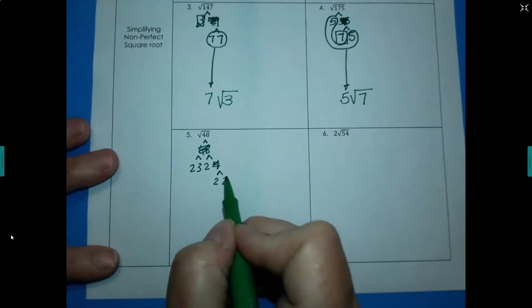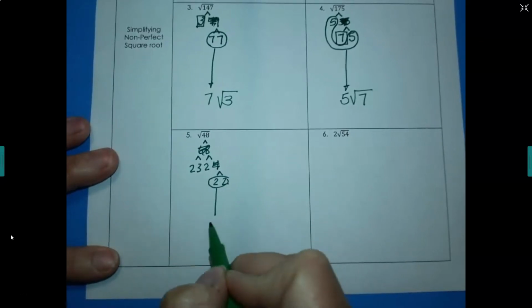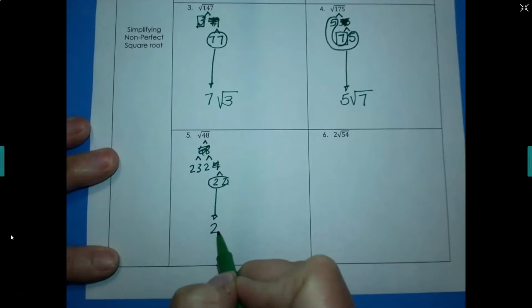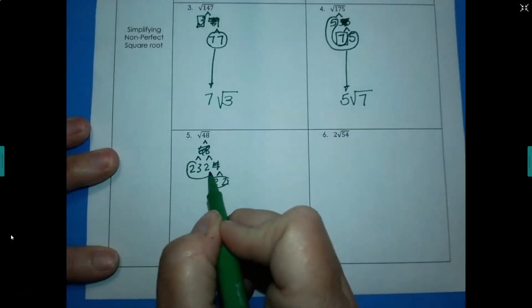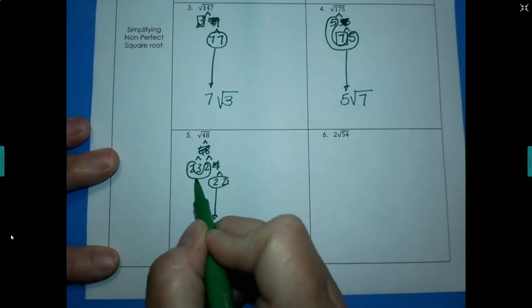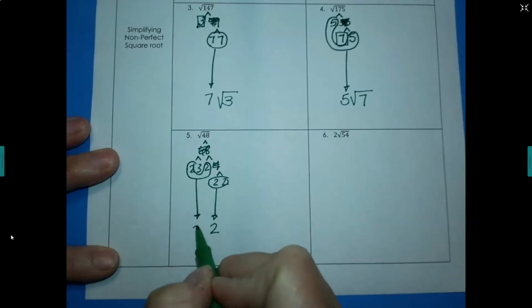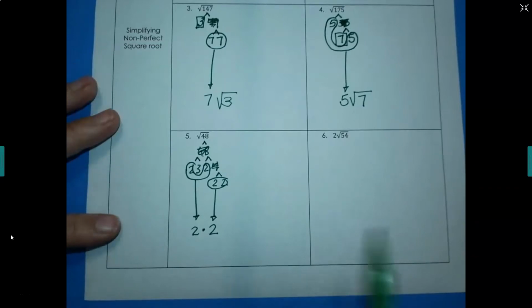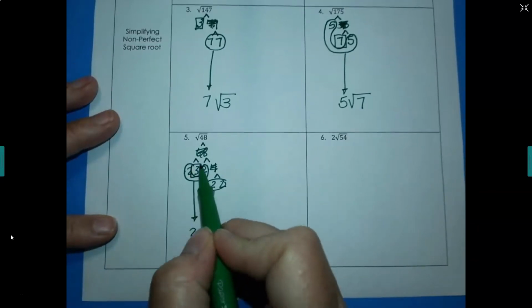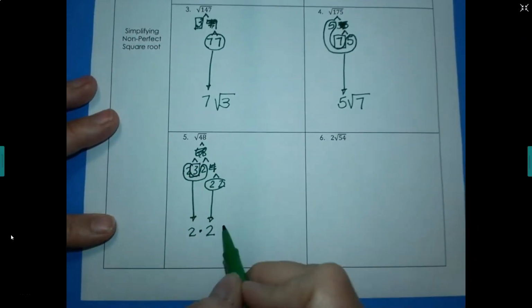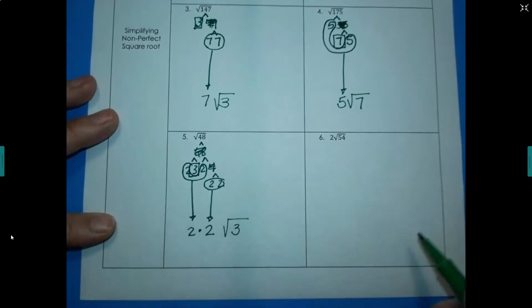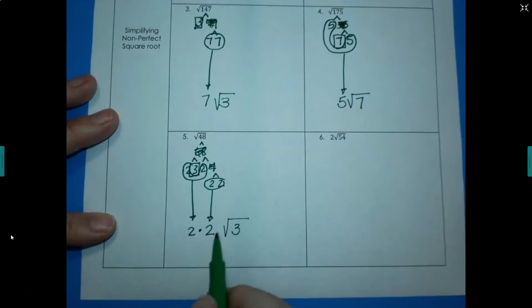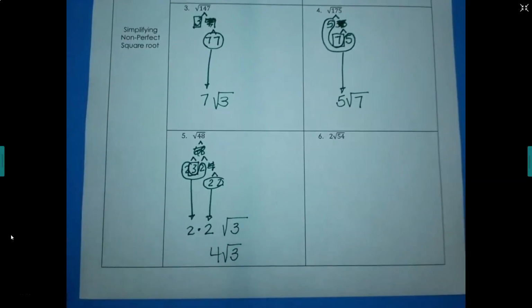Let's take a look. I got a pair of 2s, so I know a 2 will come out. If you look, they're not side by side, but I do have another pair of 2s, which means another 2 will come down. And remember, we're going to multiply anything that gets taken out together. And then I have this 3 who's all alone, which means he's got to go back under the radical. The final step is to simplify by multiplying. 2 times 2 is 4, and then the root 3 stays the same.